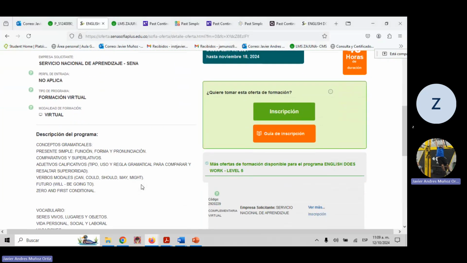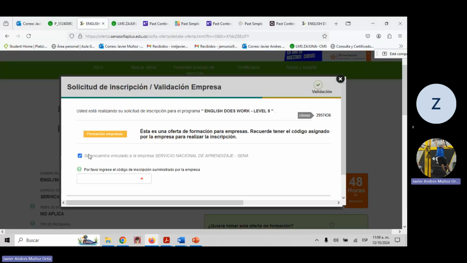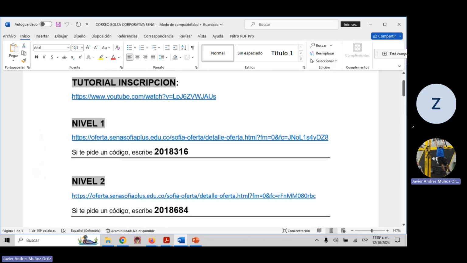After that, the steps are very simple because you always have to click on the green button. Inscription, you are part of Sena, you are right. And here it asks you to type a number. The number is going to be this number, 2018-690 for level 5. But if you chose level 4, for example, you will have to type 2018-687. Or perhaps if one of your friends decided to take course level 1, he or she is going to type this code, this number, and is going to do it with this link.